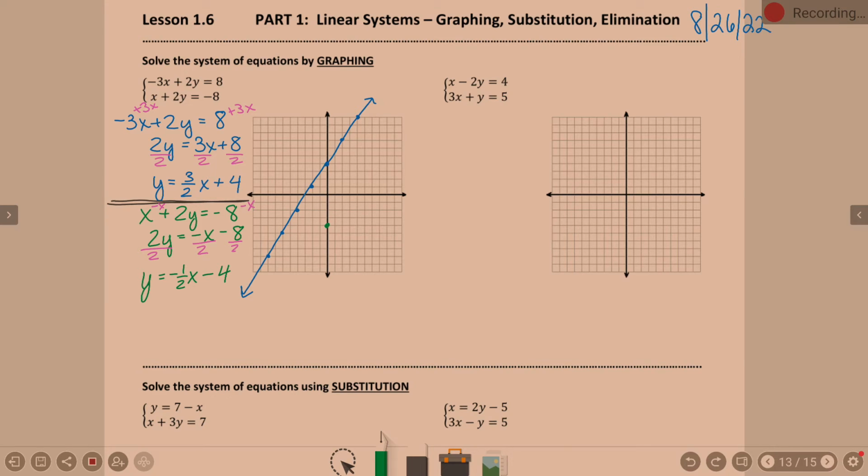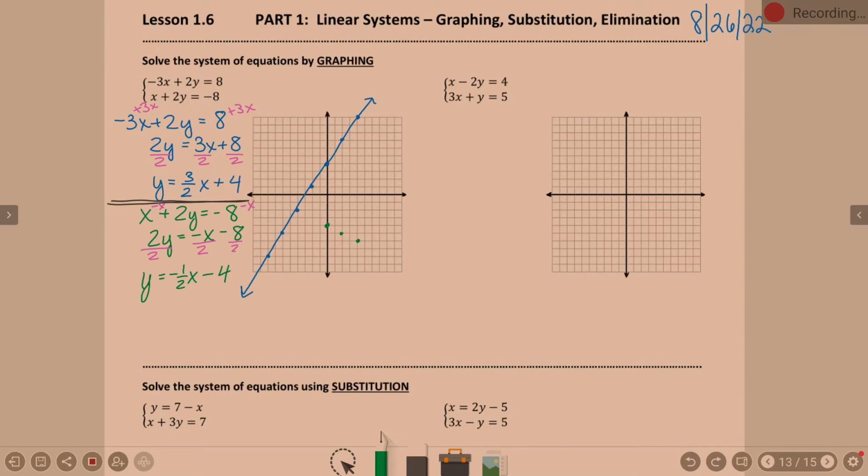Negative 4. Now, when we go to do the slope of negative 1/2, make one of your numbers negative. So what are my options? I could make the 1 negative. If I make the 1 negative, I'm going to go down 1, to the right 2. Down 1, right 2.